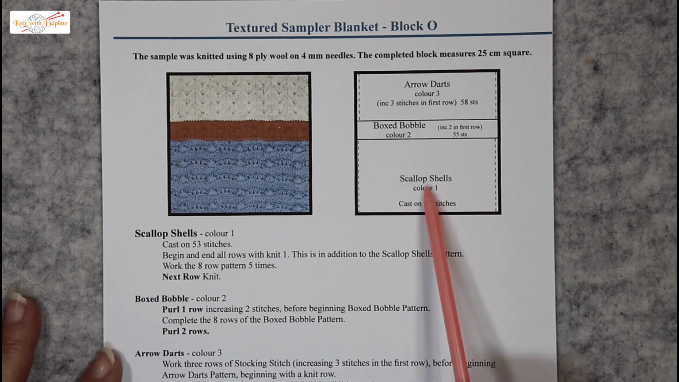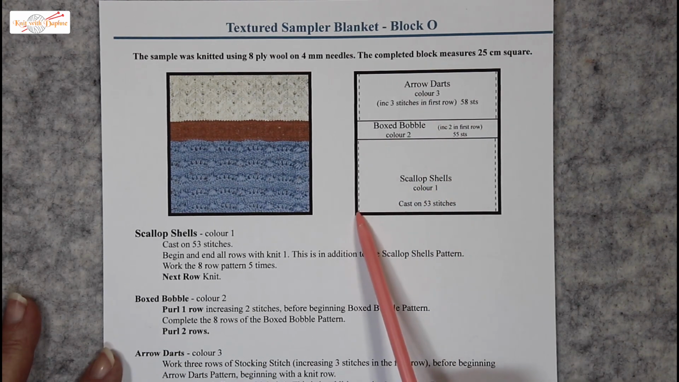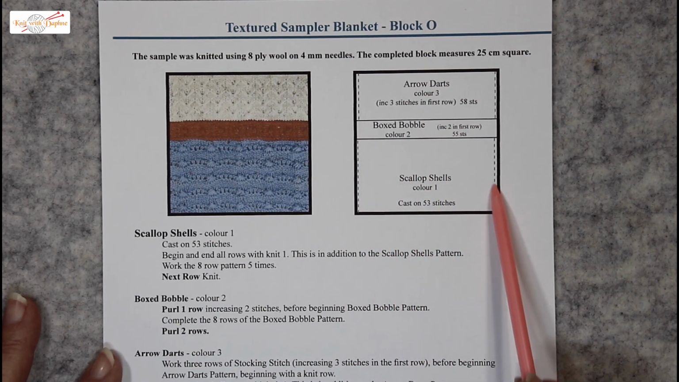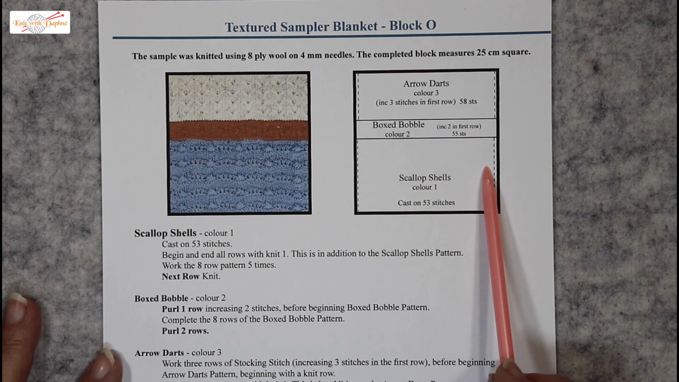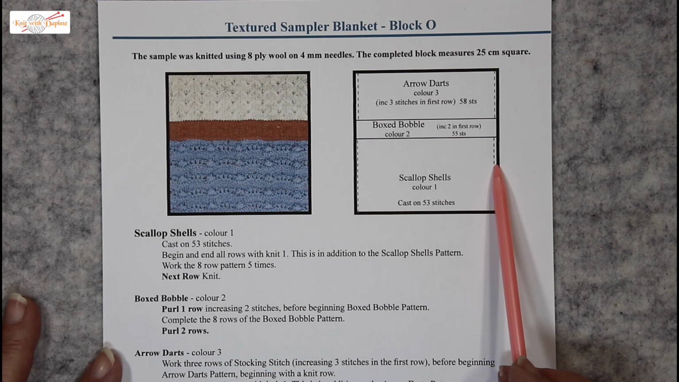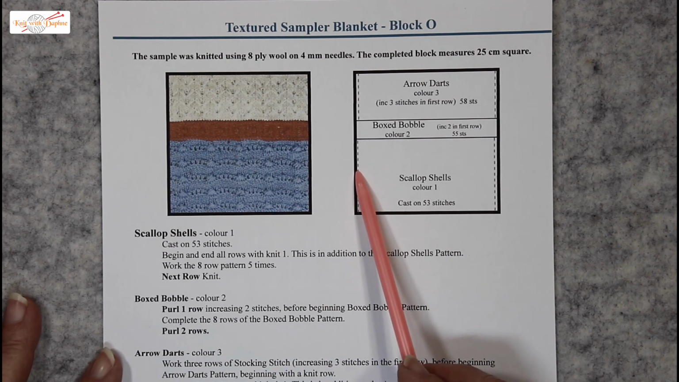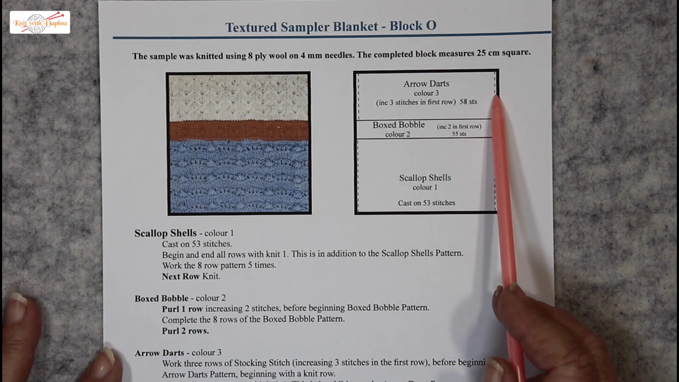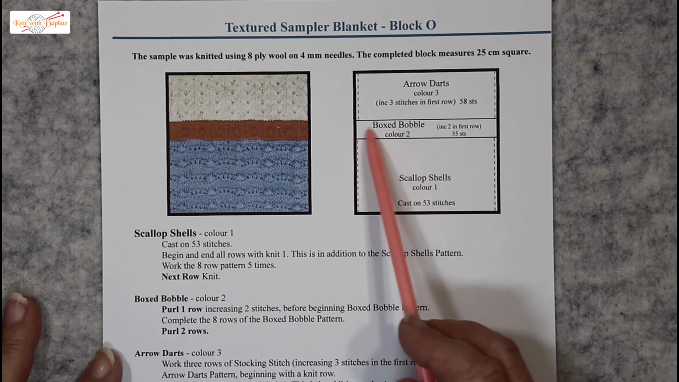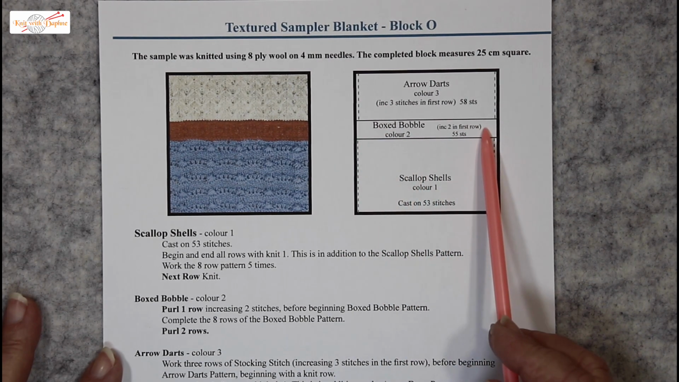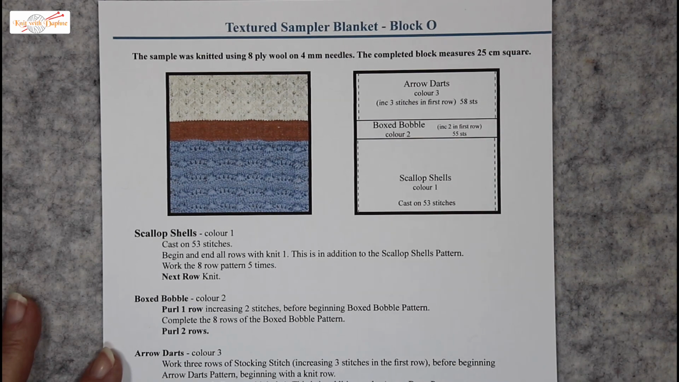In scallop shells and arrow darts, there is an extra stitch on each side, extra to the pattern that's worked across the middle, and it is a knit one at the beginning and end of every row. Boxed bobble is just boxed bobble, no extra stitches.